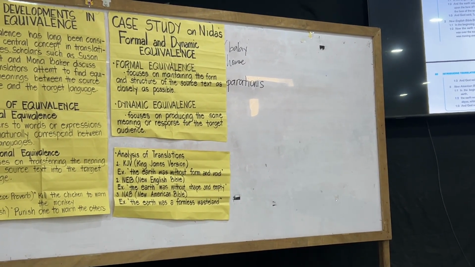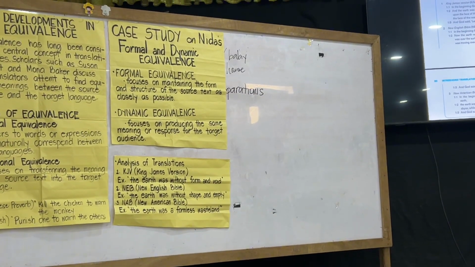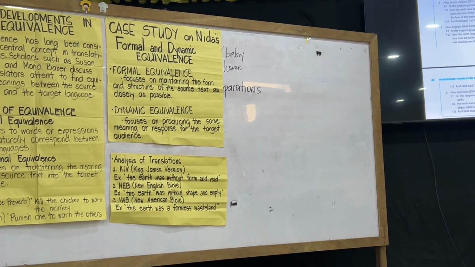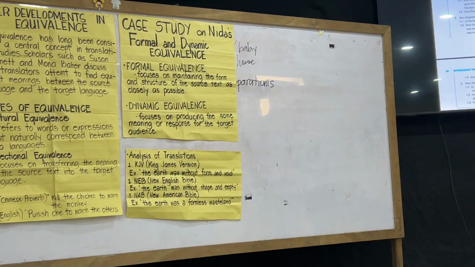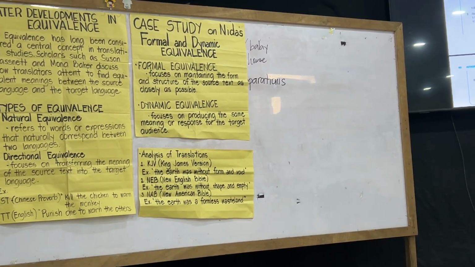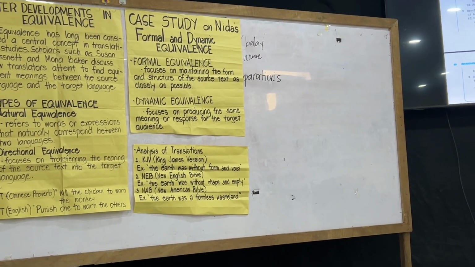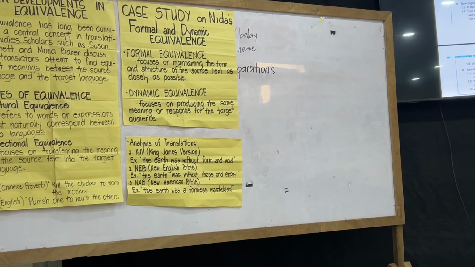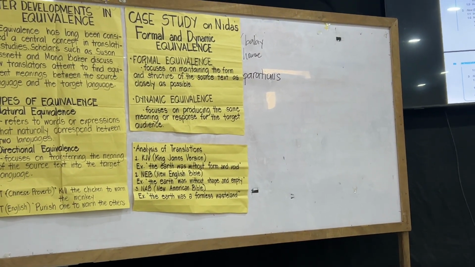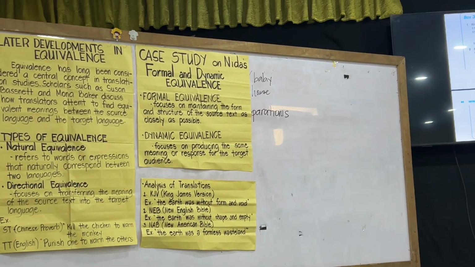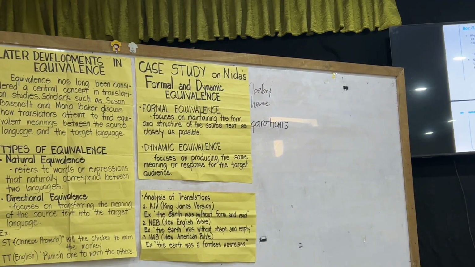Then it was translated into the New English Bible. It became, the earth was without shape and empty. So it seems to fit modern language so that it can be understood.